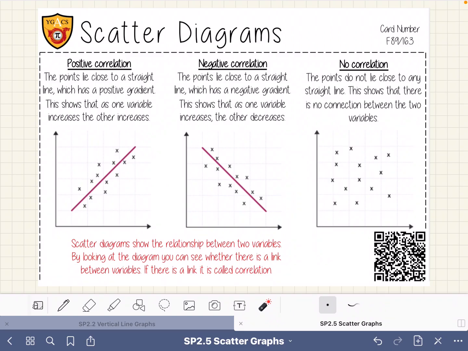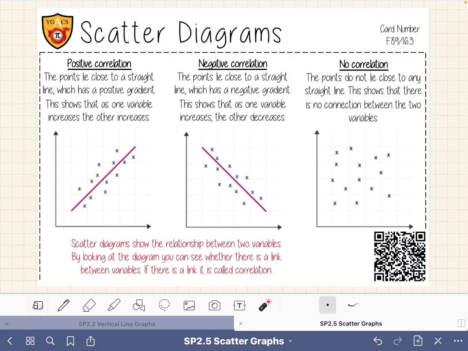In scatter diagrams, we can see the relationship between two variables. By looking at the diagram, you can see whether there is a link between the variables. If there is a link, it is called correlation. When we plot our points, we can see on this scatter diagram there is a general trend that goes up the page.